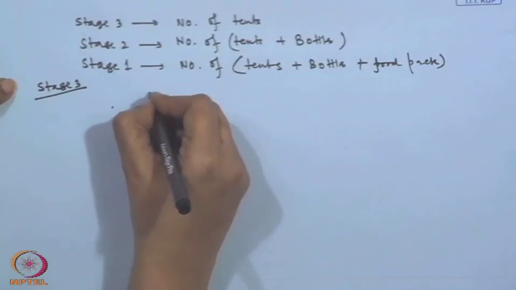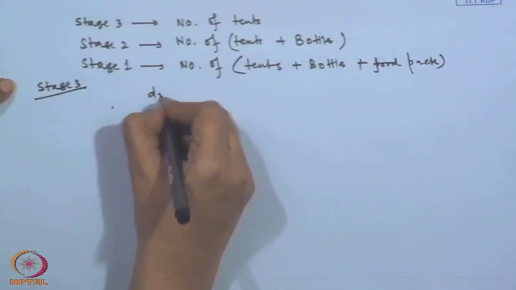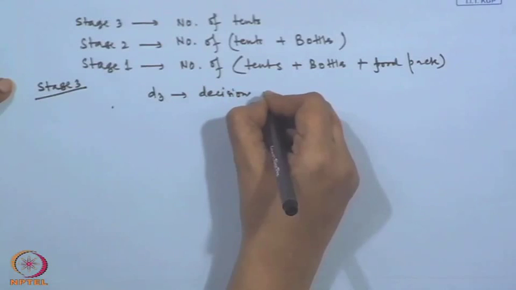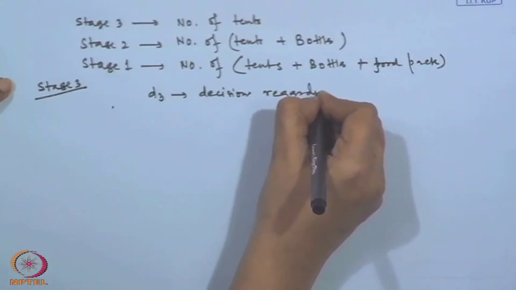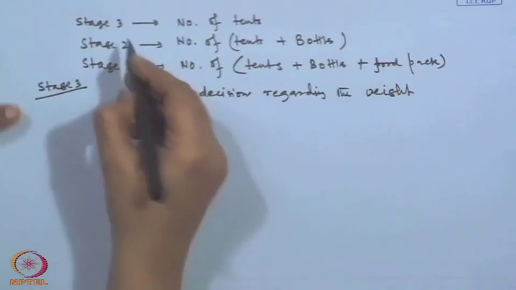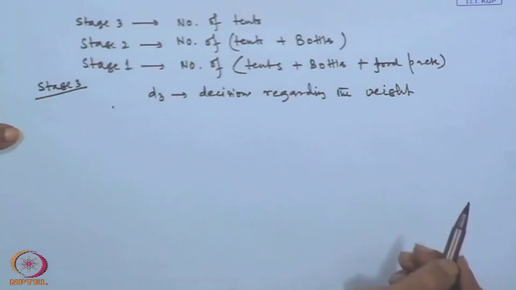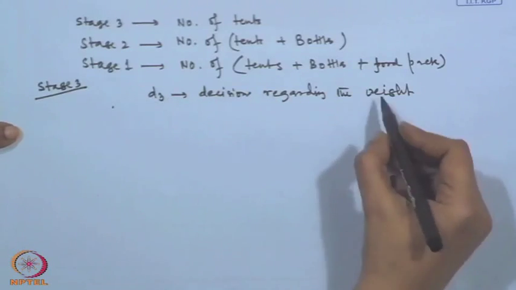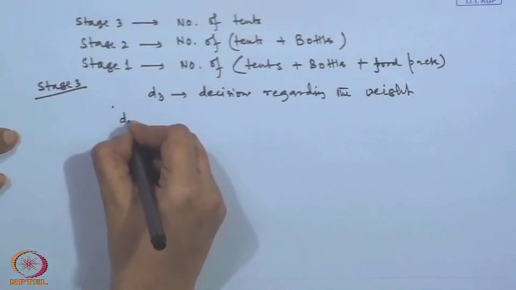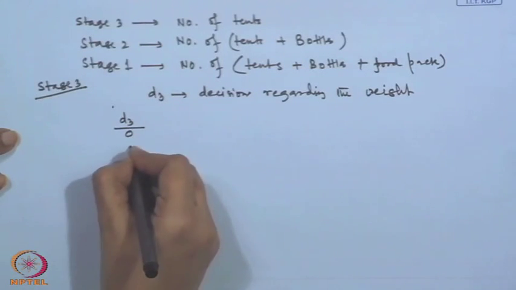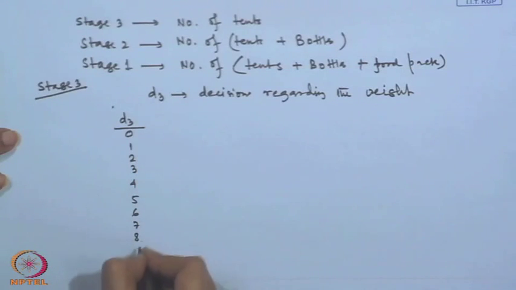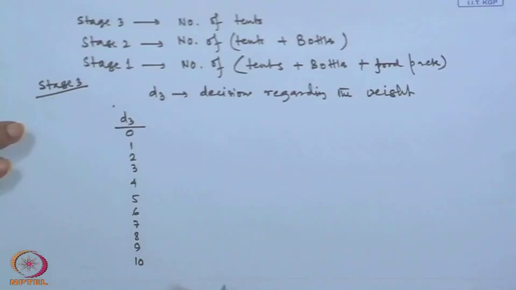If we consider a variable as D3 about the decision regarding the weight, in stage 3 we have considered only the tent. That is why the decision about the weight of the tent can be from 0 to 10, any value. Thus, let me consider D3 as 0, 1, 2, 3, 4, 5, 6, 7, 8, 9, 10, all right.